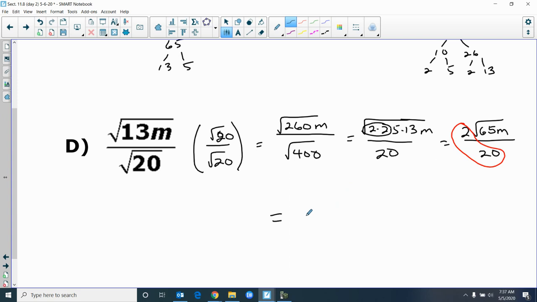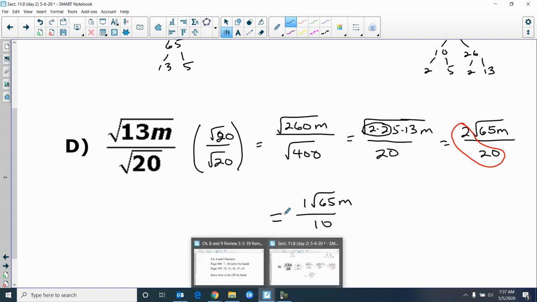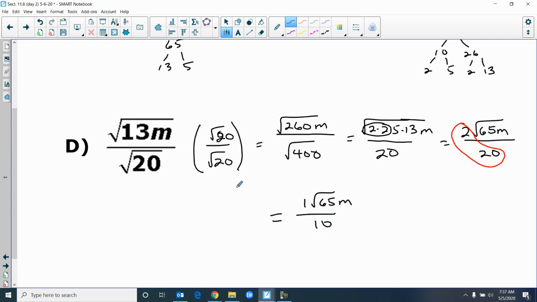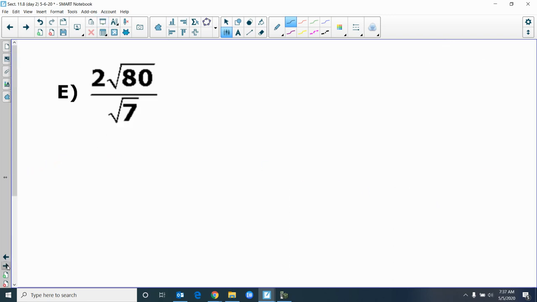And that becomes 1 over 10. Now, technically, I don't need to write the 1, but it doesn't hurt anything. So there's our final answer: square root of 5, square root of 65 over 10. All right, now, like I said, let me see something here.